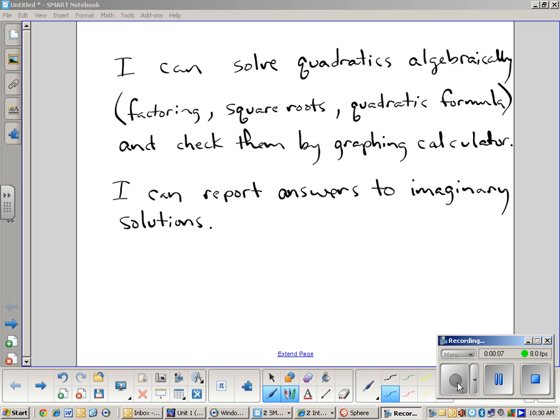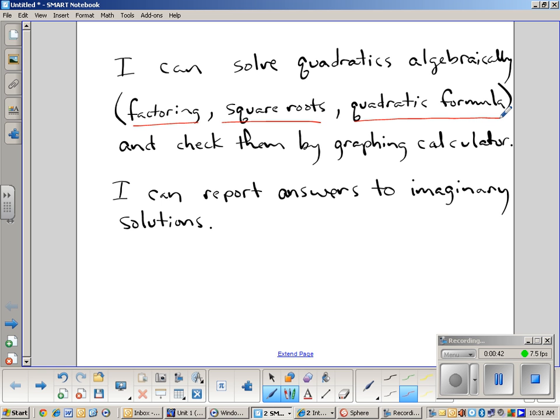Now, just so you understand, on the assessment, it's going to ask you to solve quadratics algebraically. That means you have to show us either by factoring, by square roots, or by quadratic formula. We are not going to tell you that you have to show us by factoring, or by quadratic formula, or by square roots. Okay? But you have to show one of those three. You have to choose one of those three.